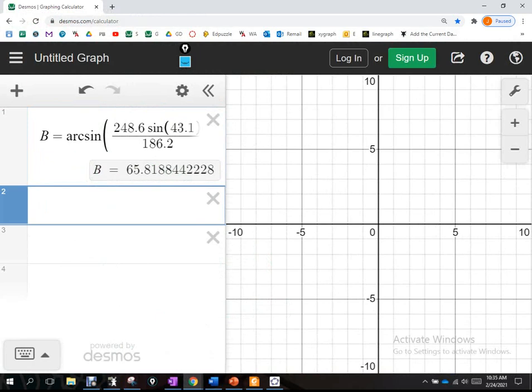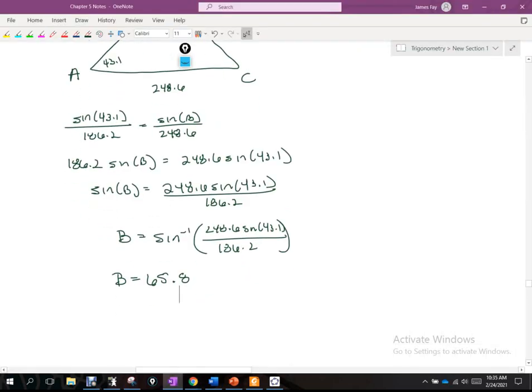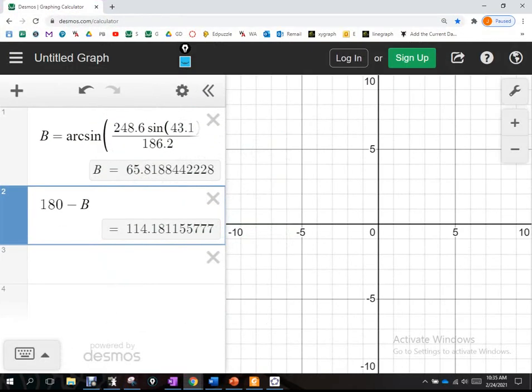Now the question is, what does it supplement? This is why I like to be able to call that B with Desmos, because now I can go 180 minus B, right? And it gives me the supplement. Okay, so the supplement of angle B, you saw, was 114.18, I think is what it turns out to be to 2 decimal places.